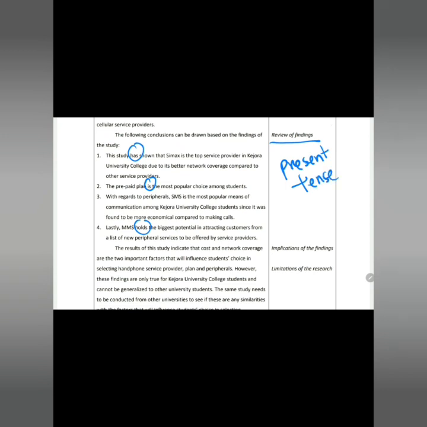Okay? Alright. Last but not least, limitation of the research. For the limitation of the research, it starts from here until here. So you list down the limitations which can actually affect the outcome of the study. For example like this: however, these findings are only true, present tense, for Kejora University College students and cannot be generalized to other university students.